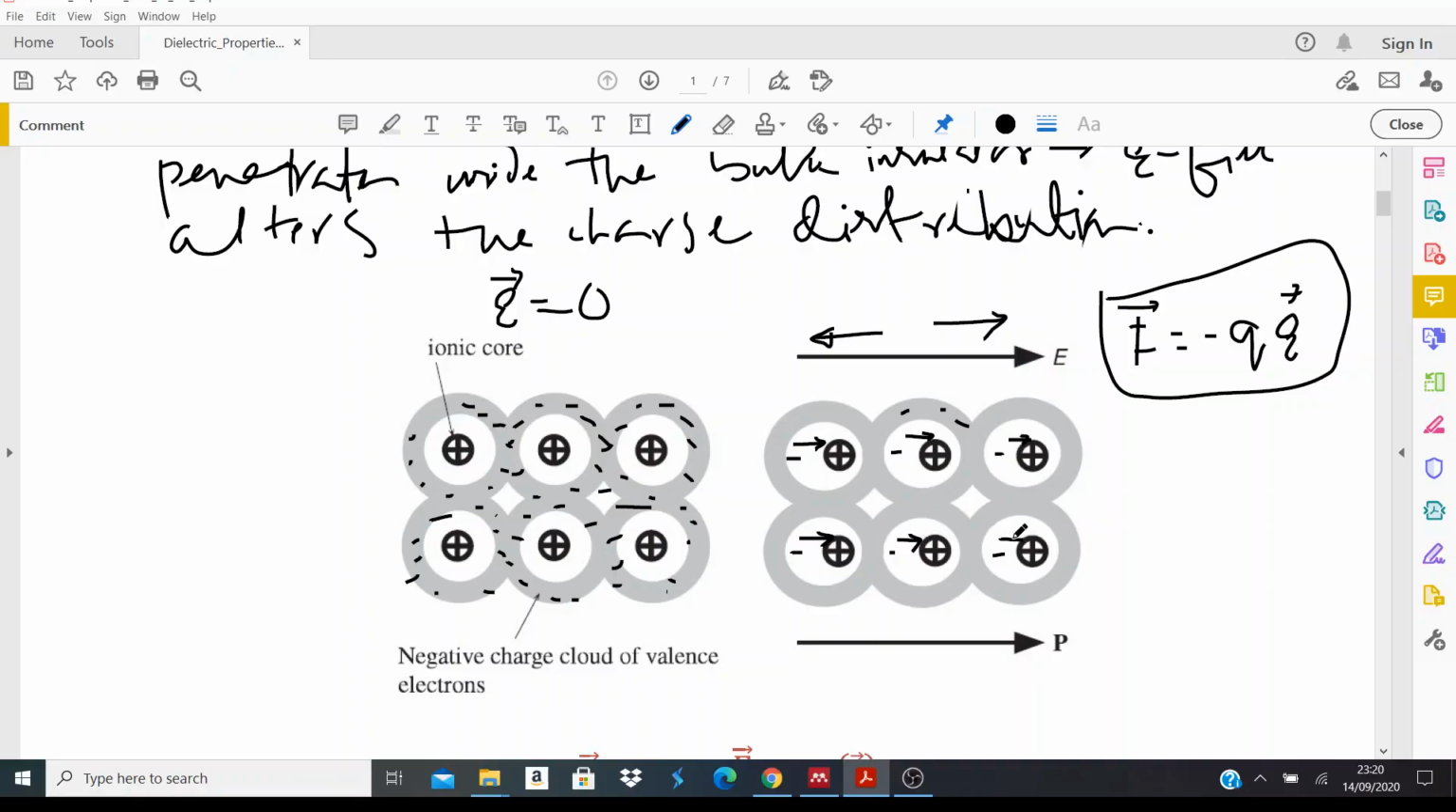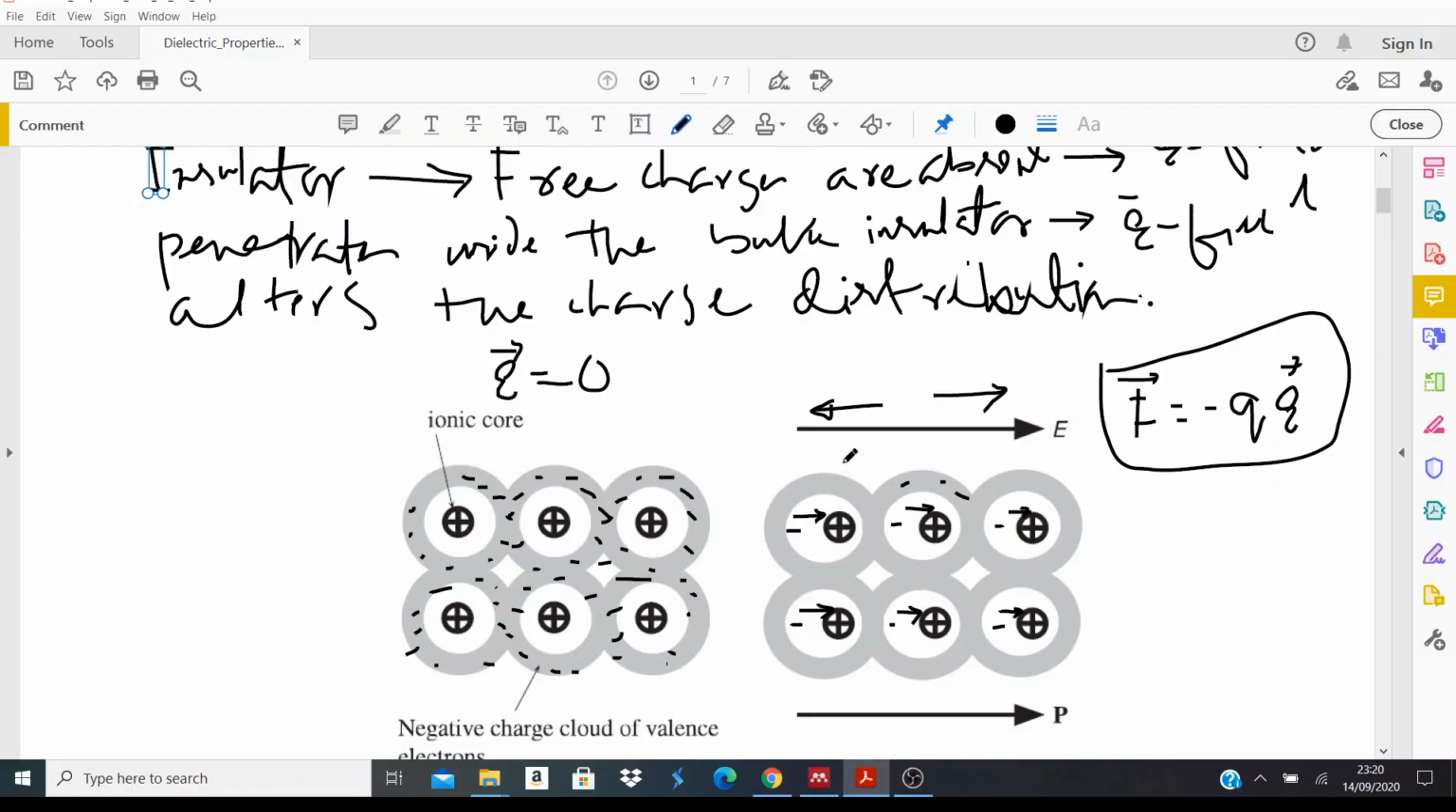So now you can see that under the influence of the electric field, individual atoms become electric dipoles, right? And this is what is known as electronic polarization, where under the influence of the electric field, the electron cloud distribution around a positive nucleus is distorted, and they have different positions for the center of mass for plus and minus charge, and they become electric dipoles.